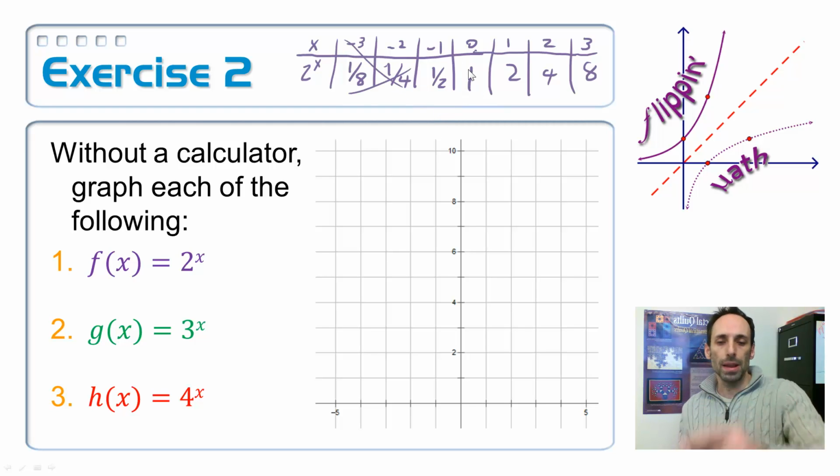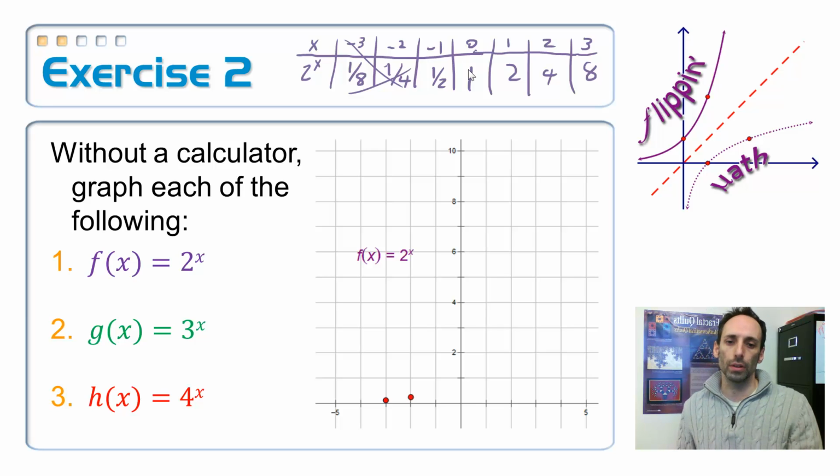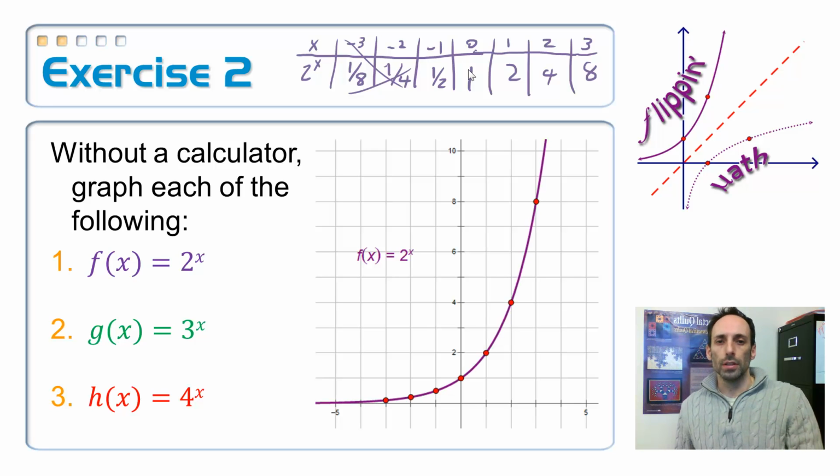So you just need maybe a half. You could start there with a half. On Sketchpad, though, I went ahead and got as close as I possibly could. So there's 1/8 right there, exactly in that location. And then you have your 1/4 at negative 2, and then a half, and 1, 2, 4, and 8, and then connect it to make your exponential graph.